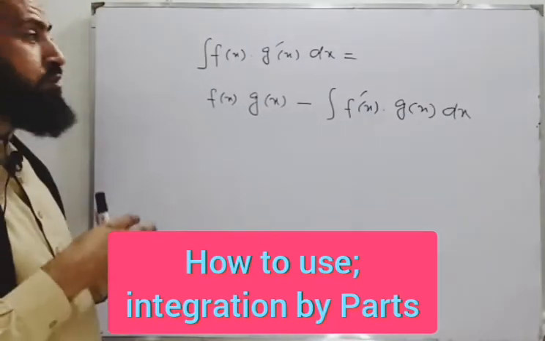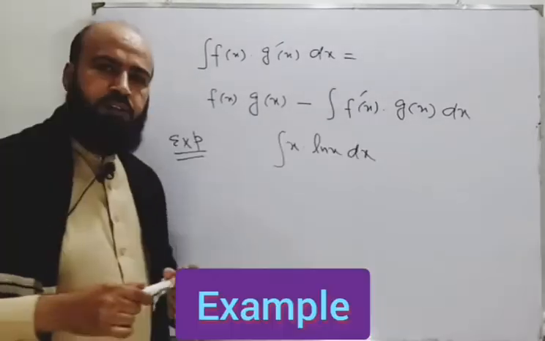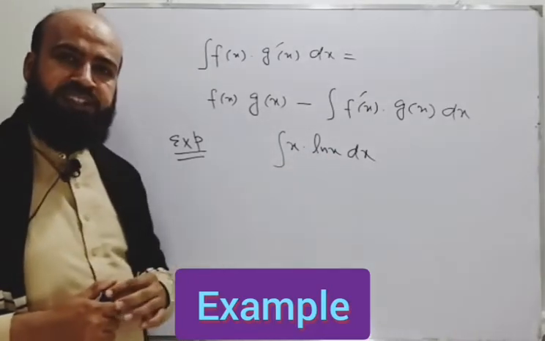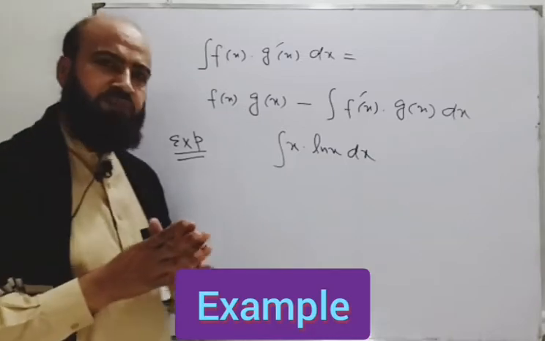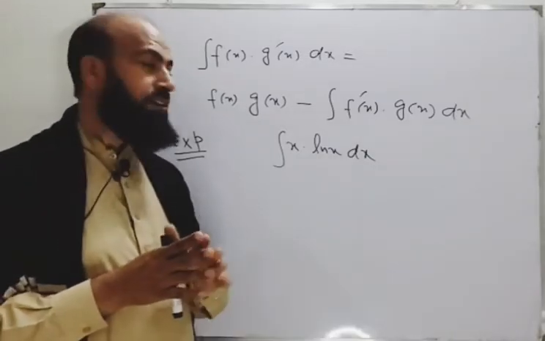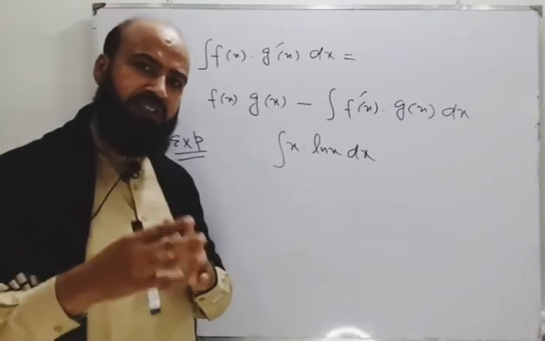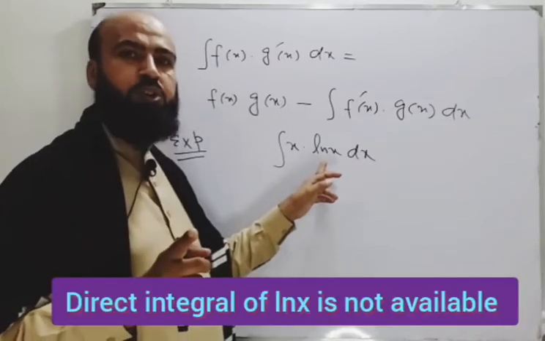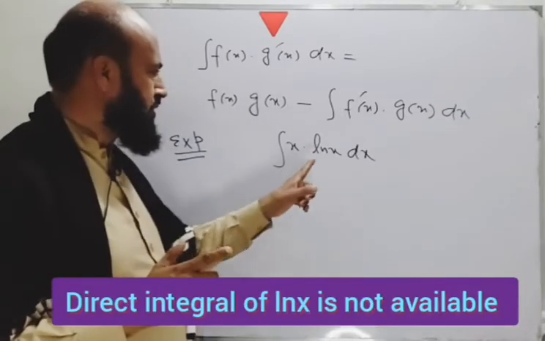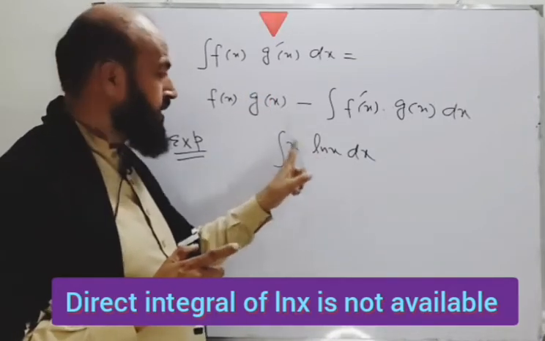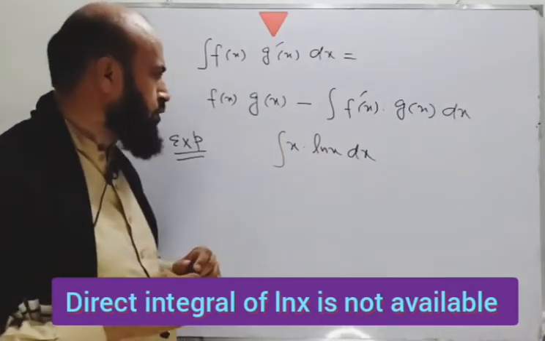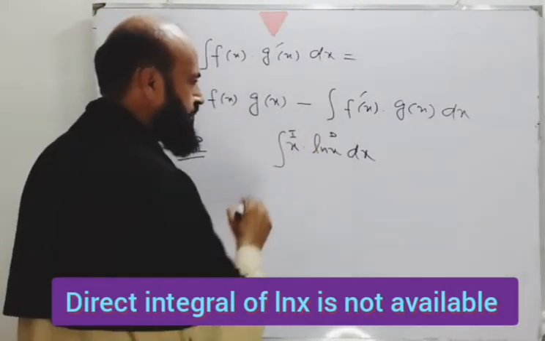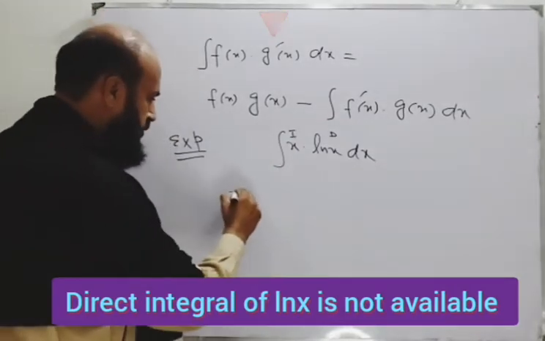Now we see an example, and then it will be clear how we are going to solve it. For example, we have this function x into natural log of x, and we have to integrate it. First of all, we have to see which function we are going to take for differentiation and which function will be the one for which we have the integral available. Here we can see that integration of natural log of x is possible, but we don't have its direct integration available, so this cannot be put here for integral. We will go for this function x, and we are going to put it in integration, and this function is for the derivative. Clear?